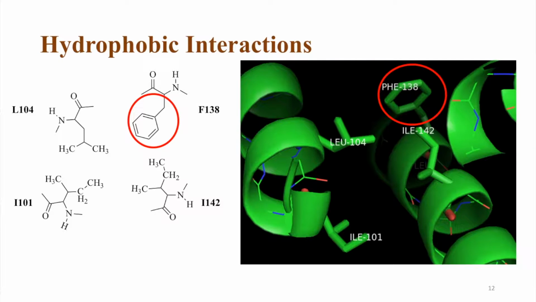As you can see, the main chains of these amino acid residues are more exposed to the surface of the protein, where they can interact with water molecules, since the main chain of the protein is polar, containing an amine and carbonyl group.